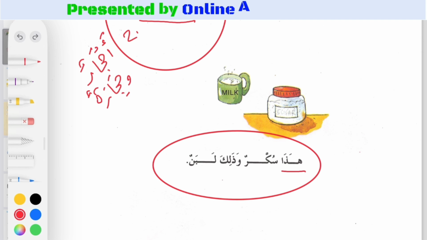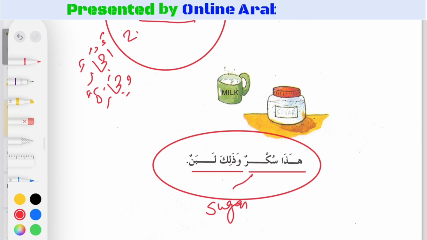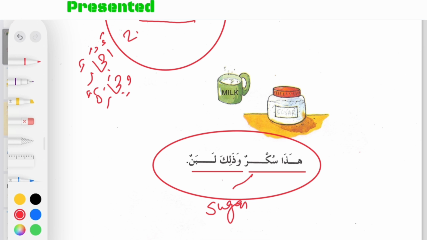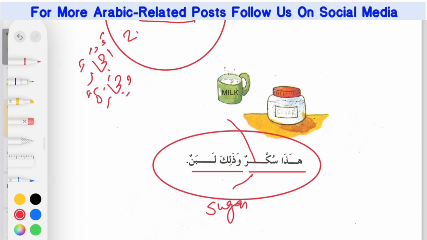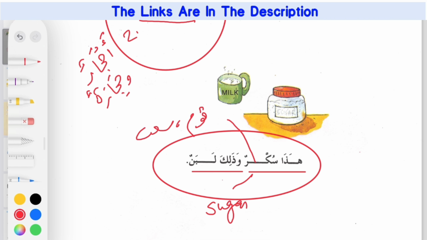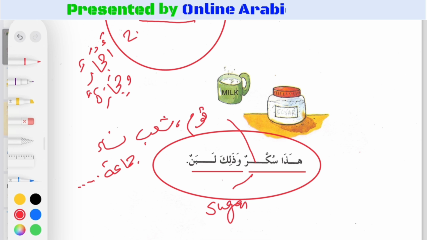And then we have hadha sukkarun wa dhalika labanun. Hadha sukkarun, this is sugar. Sukkar means sugar. It has no plural word. Actually, it is itself a plural word. It is called ismul jama in the Arabic language. So sukkar is like qawmun, sha'bun, nisa'un, jama'atun. These words are also called ismul jama.